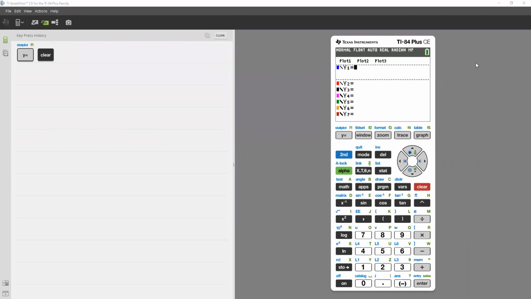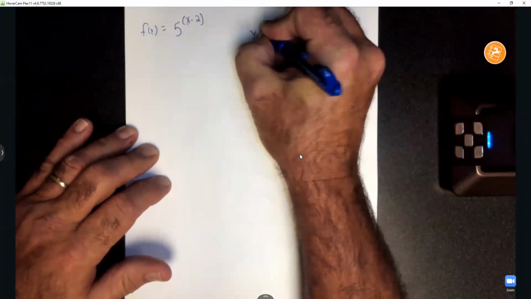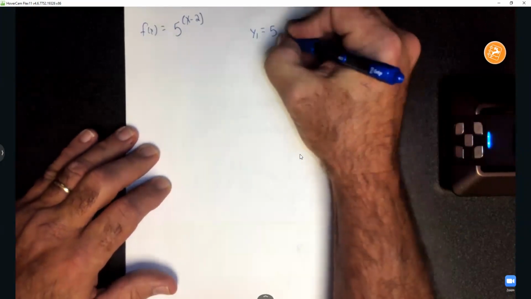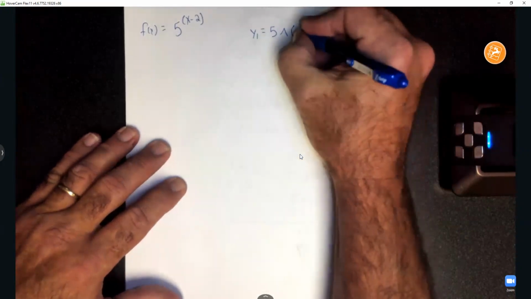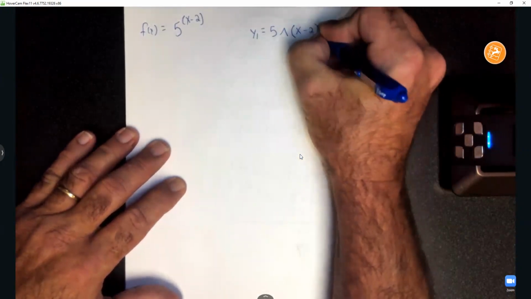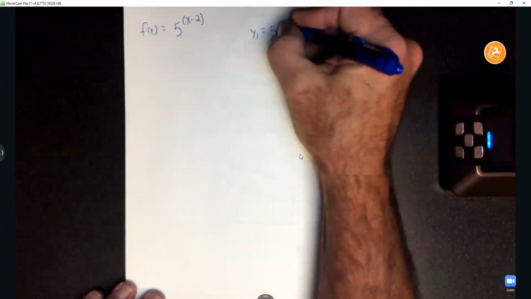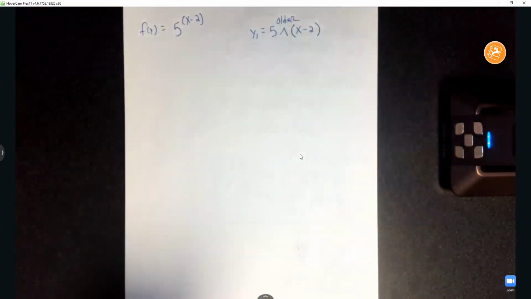Okay, so let me put in the equation 5 exponent x minus 2. Now, if you got the old calculator, let me show you what it's going to do. On the old calculators, when you put in your 5 and you do the exponent, it's going to put the caret symbol with parentheses. You got to put the x minus 2 in parentheses and close them. So this is for the older calculators, okay? The newer ones make those exponents for us, so we don't have to do the parentheses.